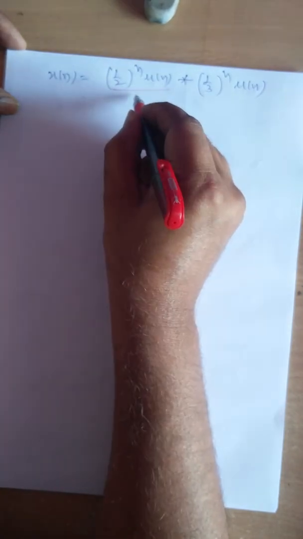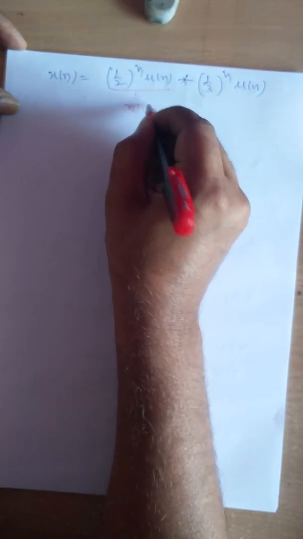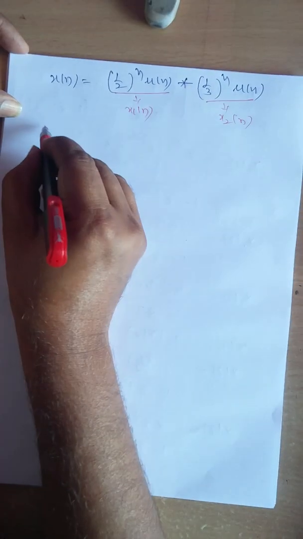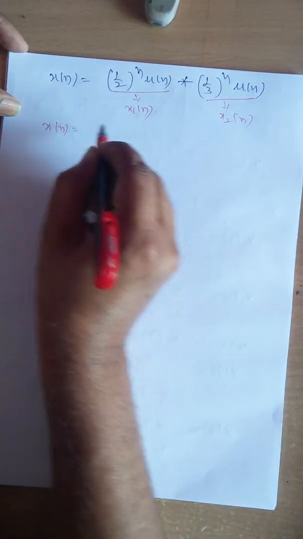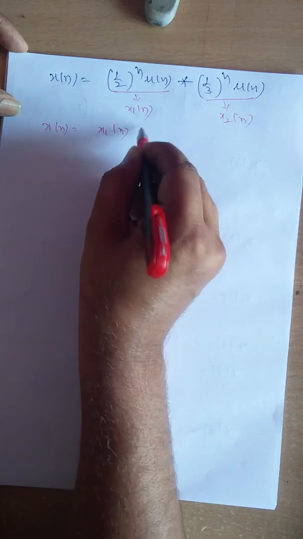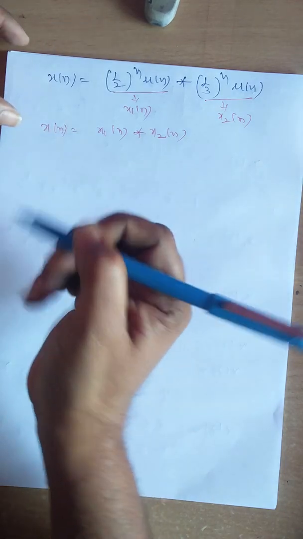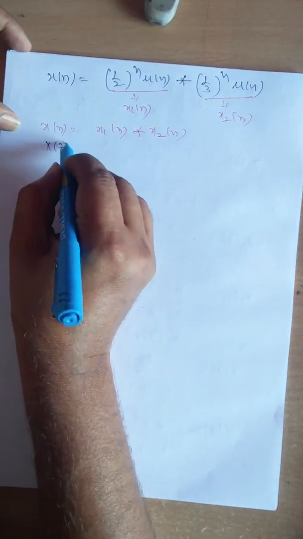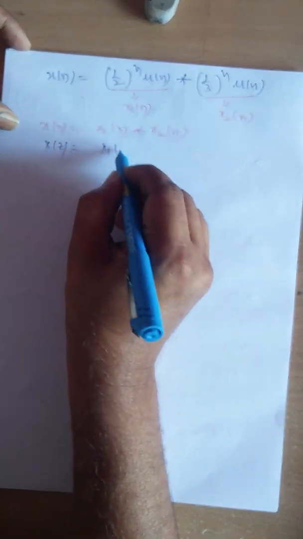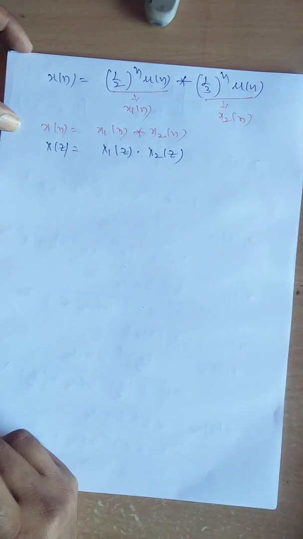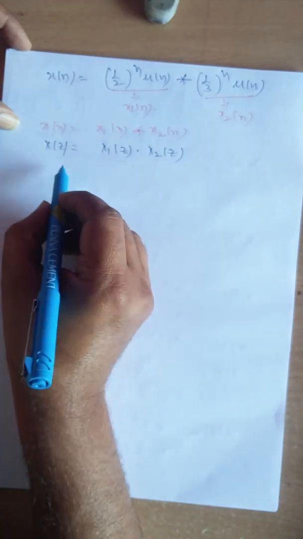Let us take this one as x1 of n and this one as x2 of n. Then we can write x of n is equal to x1 of n linearly convolved with x2 of n. Its z transformation is x of z is equal to x1 of z into x2 of z. Now, what is x1 of n here?